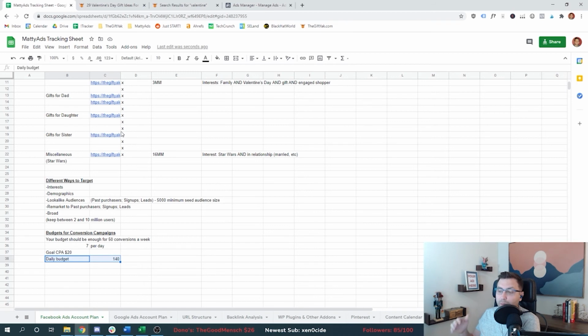And so you're gonna need bigger budgets to support the cost per acquisition needs there. These are the constraints I would follow for how you set your budget.